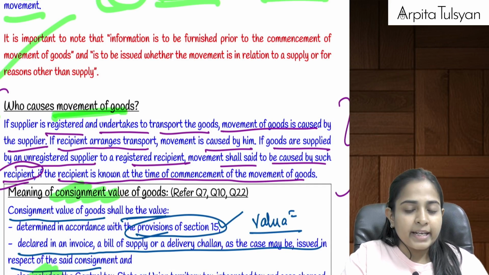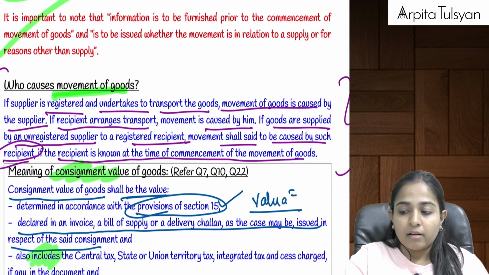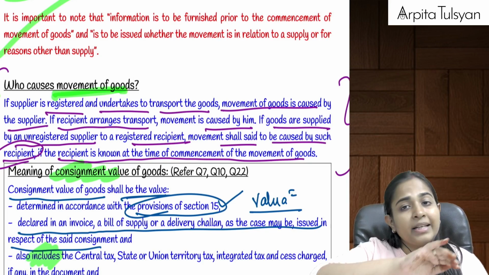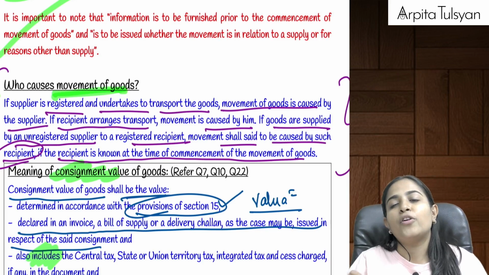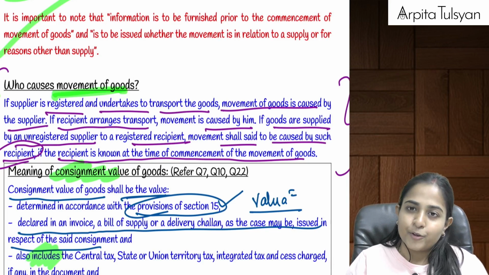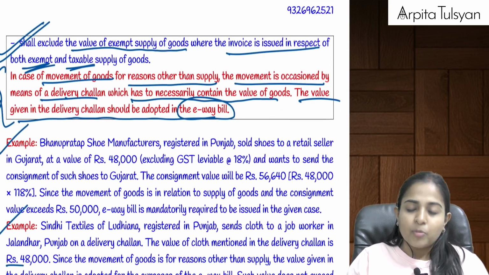Okay, included in this. And suppose this invoice includes the value of taxable supply and exempt supply also, then we have to exclude the value of exempt supply, and only the value of taxable supply will be considered for the purpose of calculating the consignment value of goods. Are you clear with this? Yes. So this was the meaning of the term consignment value.